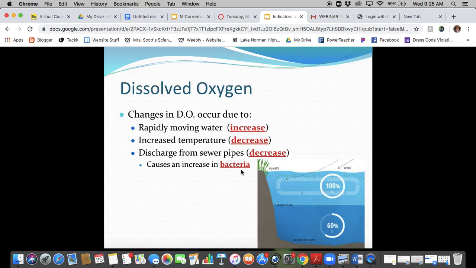All right. If we increase the temperature of water, that will decrease the amount of oxygen. All right. If water is moving rapidly, it's moving quickly, that generally adds oxygen because it's mixing it up with the air. All right. Now, people don't generally make water move more rapidly. We generally make it slow down by building dams. So by default, if you slow water down, you're going to decrease the oxygen as well.